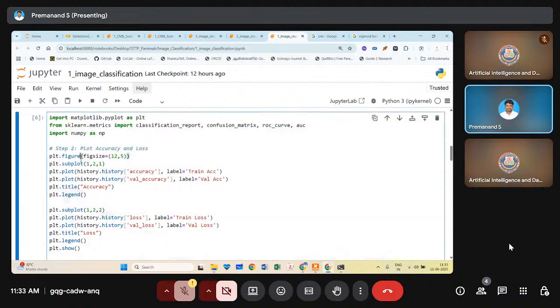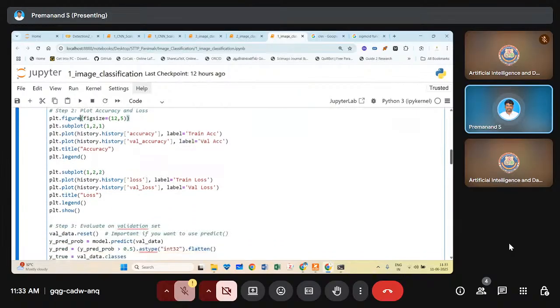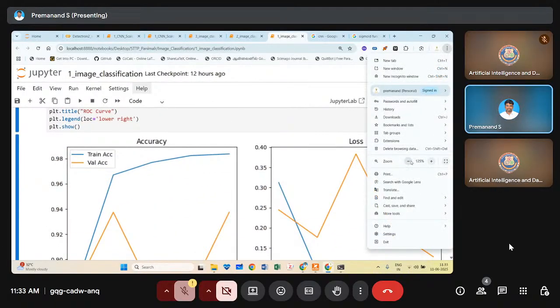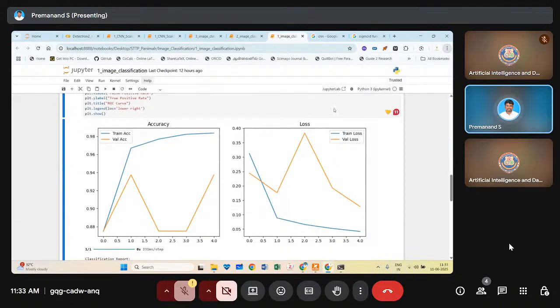First thing in deep learning is that we need to see the accuracy and losses with respect to training and with respect to validation. So this is how it will be. What do you understand from this graph? Here I have accuracy and here I have losses. Of these two colors, blue is the training accuracy and loss, and this orange is for validation.